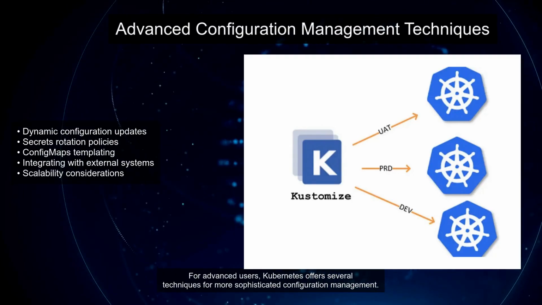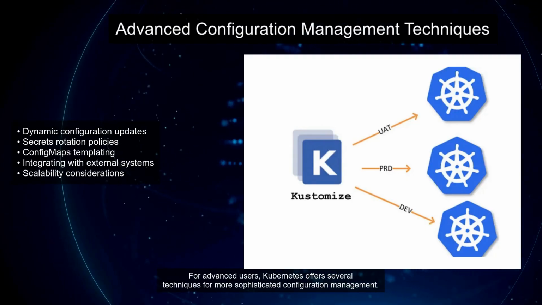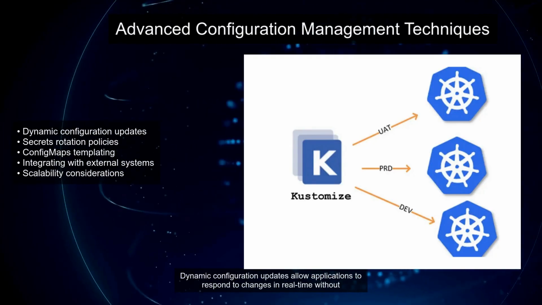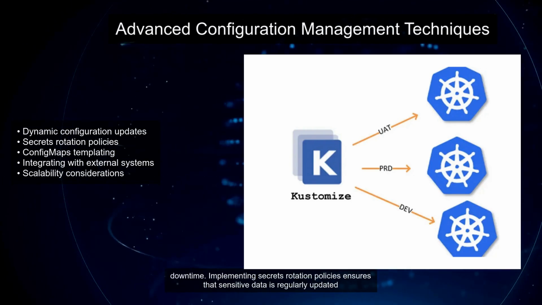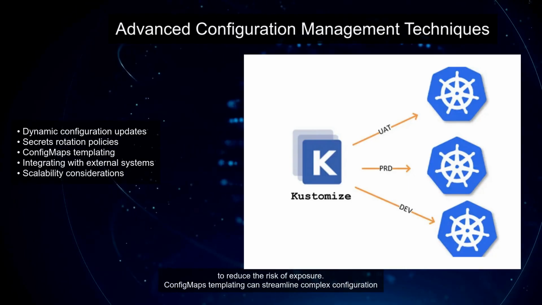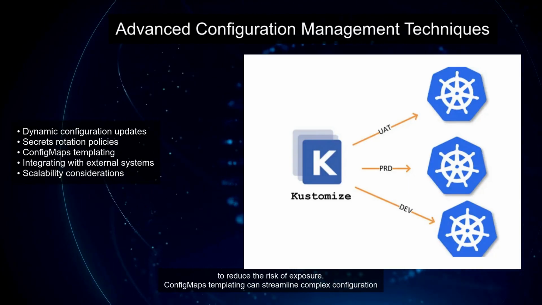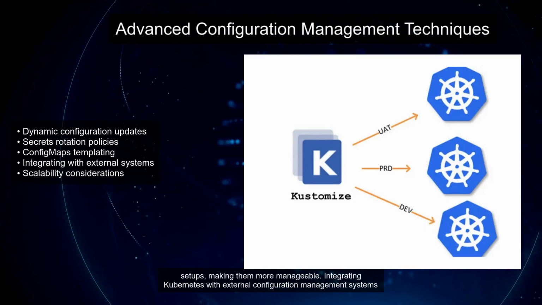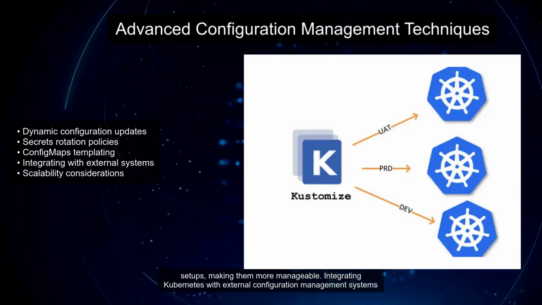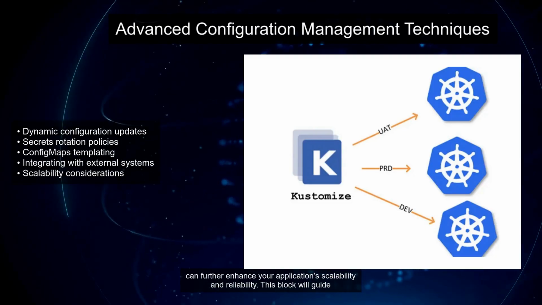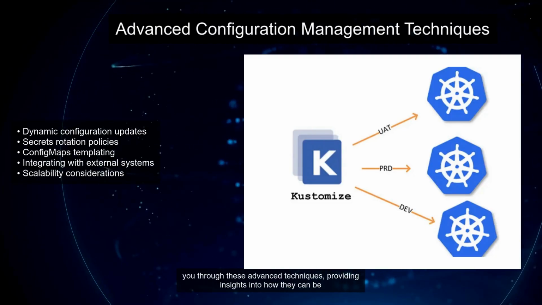For advanced users, Kubernetes offers several techniques for more sophisticated configuration management. Dynamic configuration updates allow applications to respond to changes in real time without downtime. Implementing secrets rotation policies ensures that sensitive data is regularly updated to reduce the risk of exposure. ConfigMaps templating can streamline complex configuration setups, making them more manageable. Integrating Kubernetes with external configuration management systems can further enhance your application's scalability and reliability.